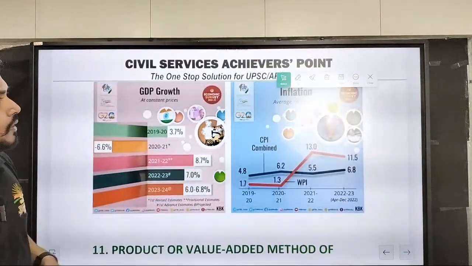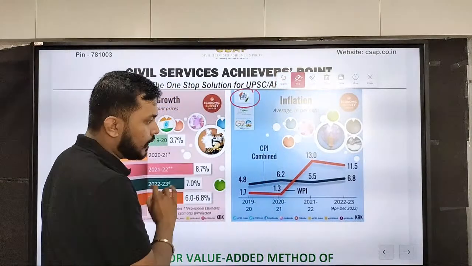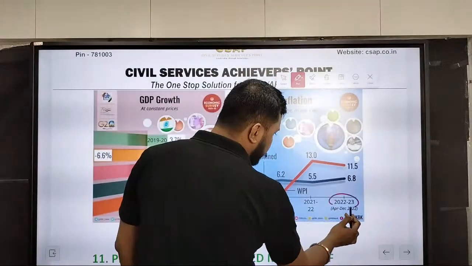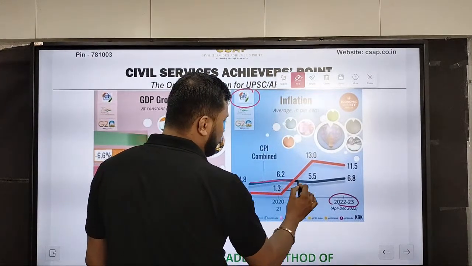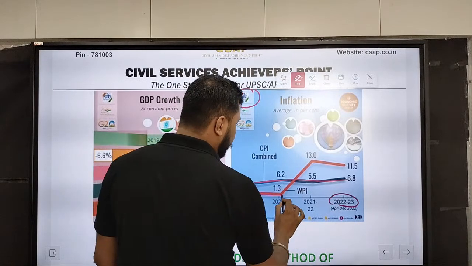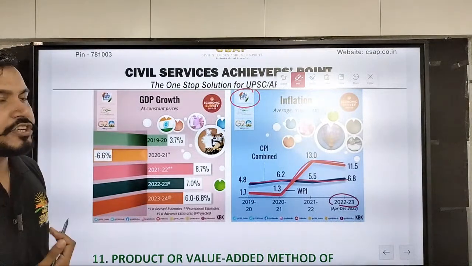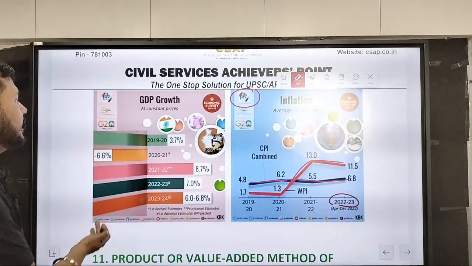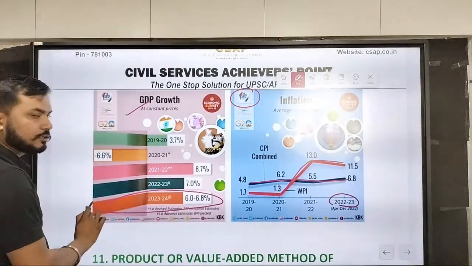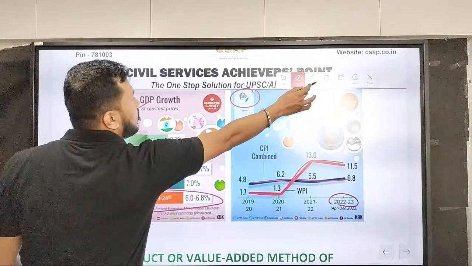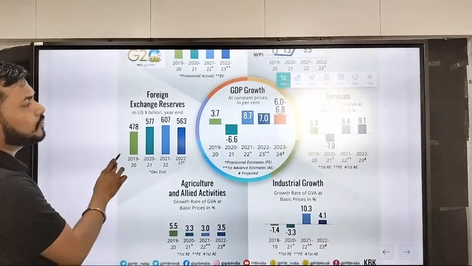We know about the inflation rates that have been taken from the Press Information Bureau. As per December 2022, this is the CPI combined inflation, and this is the spike that has been seen in the inflation rates. Here I can talk about the GDP growth. GDP growth has been capped at 6 to 6.8%. Then in this picture you can see the GDP growth estimate.